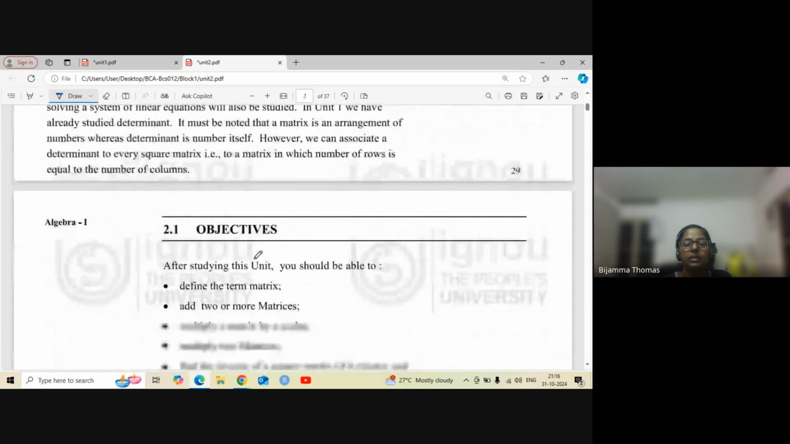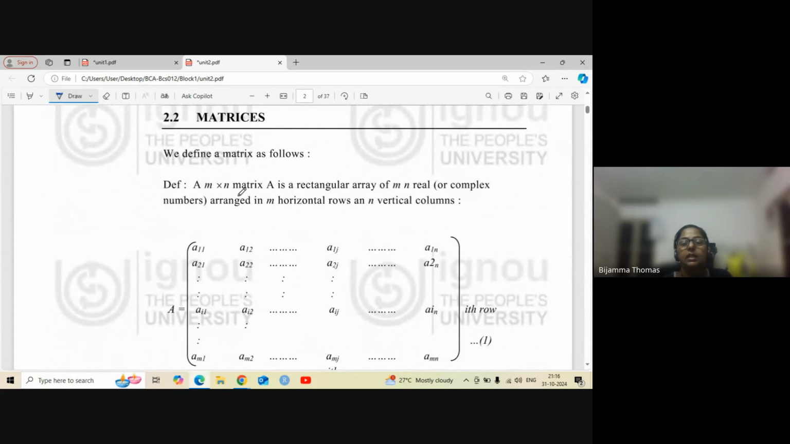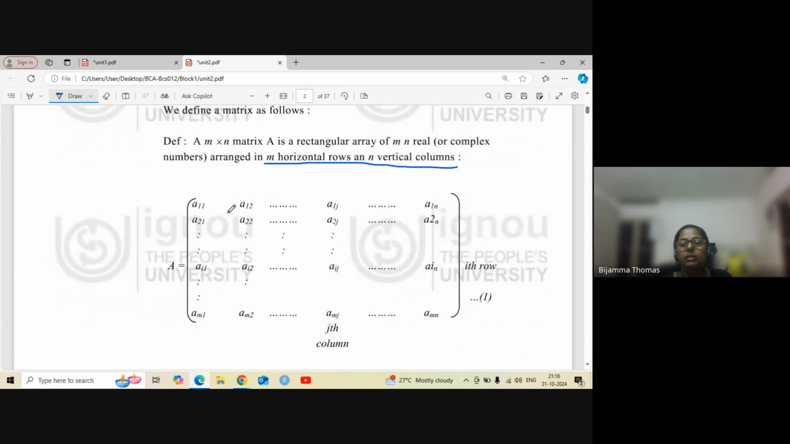Generally we say that a matrix is a rectangular array of m horizontal rows and n vertical columns. Horizontal ones are known as the rows, these are the columns. These are things you already know, isn't it? Yes. And we usually denote a matrix by capital letters A, B, C like that, and it is represented by Aij, where i is the row and j is the column, and it is of order m by n.